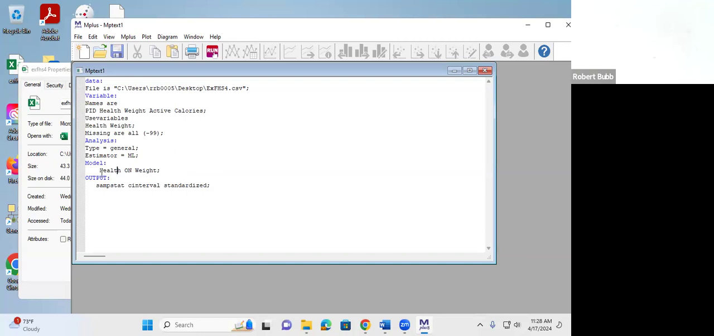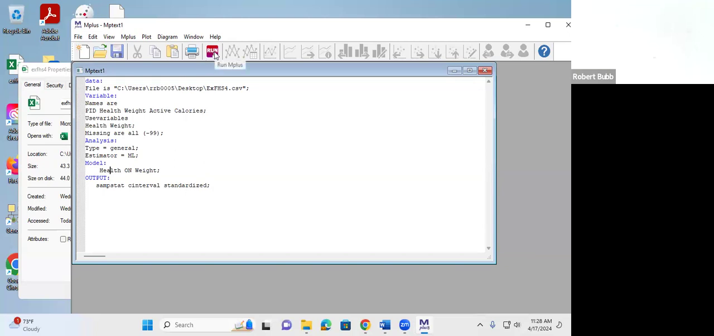And then notice it's in the model again. So this first one is always going to be your outcome, right? Outcome regressed onto weight. So health regressed onto weight. All right, and then under output, remember from last week, we do want our sample statistics, or descriptive statistics for the sample, confidence intervals, and we do want standardized values as well. So those are those 3 commands. And that should be it. So we should be able to run this and it should work just fine.